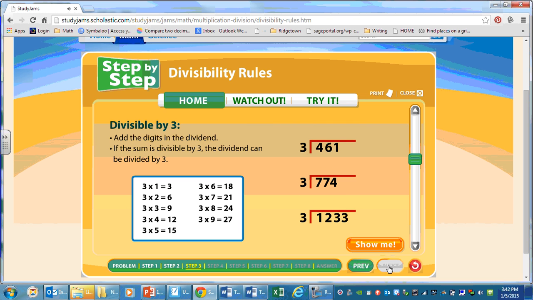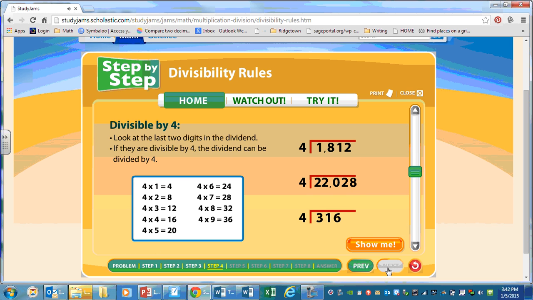To find out if a number is divisible by 3, add the digits in the dividend together. If the sum of the digits is divisible by 3, then the number can be divided by 3. Remember your multiples of 3? In these examples, each of the digits add up to numbers that are multiples of 3. Pretty cool, huh?